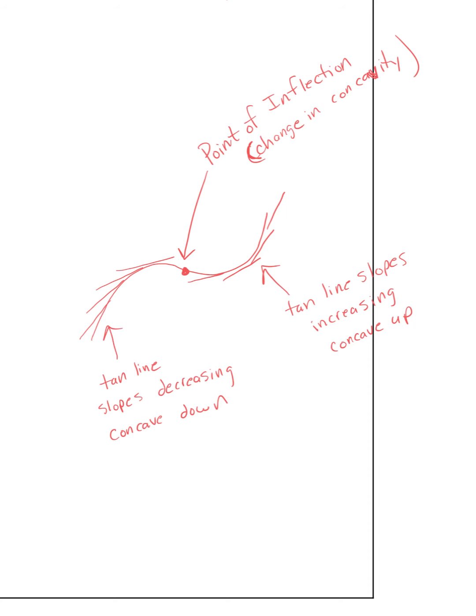And the tangent lines themselves. Here, this is where it changes, and that's called a point of inflection, a change in concavity. So that's the easiest way that I can tell you how to think about concavity.